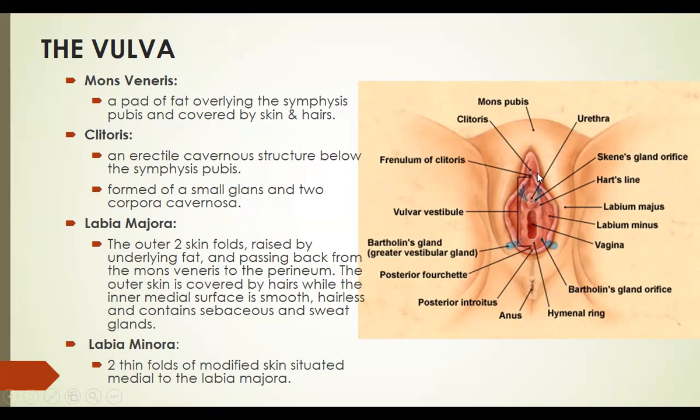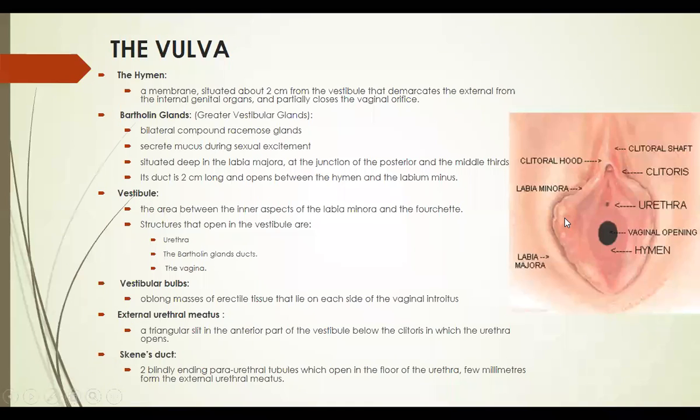Then inside there is a thin fold of skin. This is called the labia minora. Two thin folds of modified skin situated medial to the labia majora, and they are devoid of fat. So here there will be a lot of fat, but here there will be no fat. That is the difference between majora and minora. Then finally, there are some important structures.